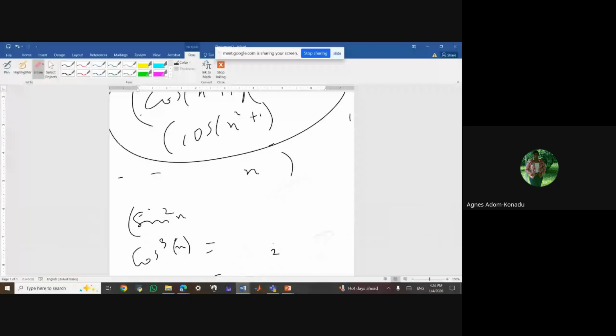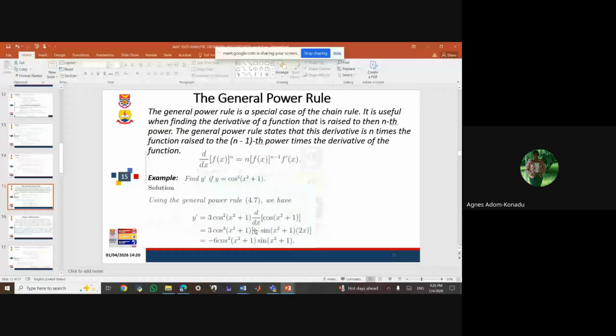Okay, you're welcome. Okay, so let's continue. So it is 3 cos squared of x squared plus 1. Implicit differentiation. Okay, implicit differentiation.